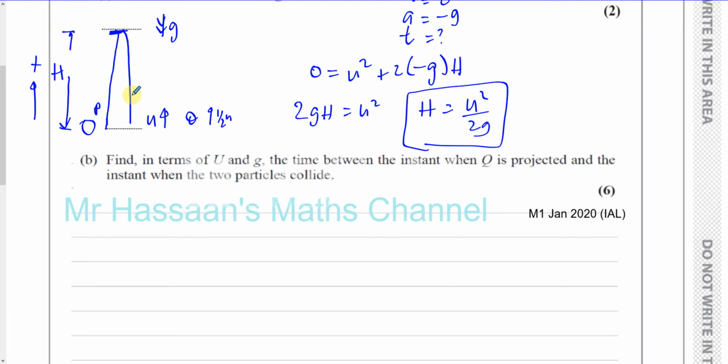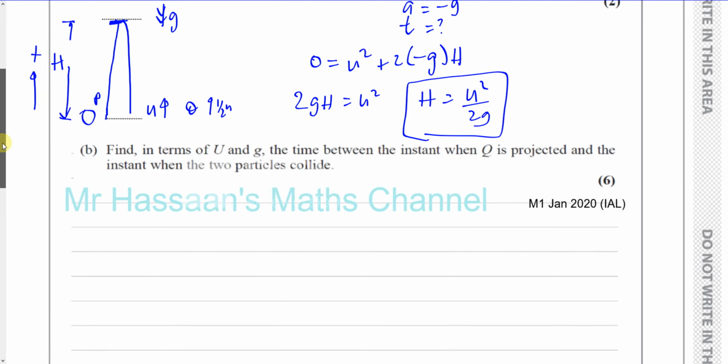Another way is this: once P has reached the top of its flight, that's when Q is projected, so from that time onwards they will both have traveled the same time T when they collide. So we can do it in two ways, and I'm going to show you both. I personally think the second way might be shorter, but let's first do it the way you normally would, by using displacement.